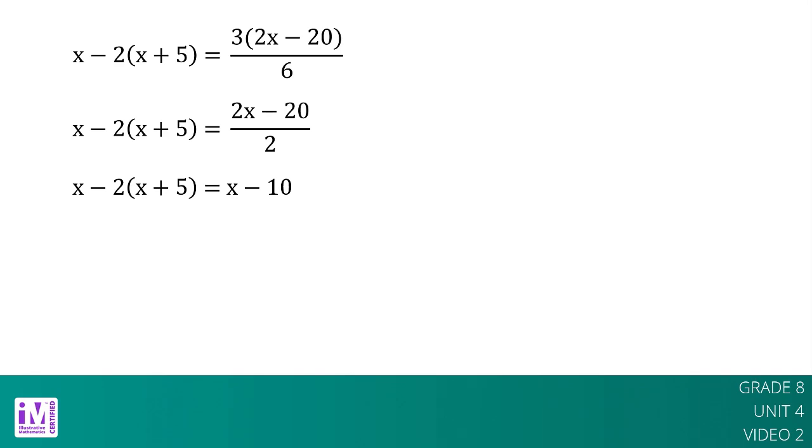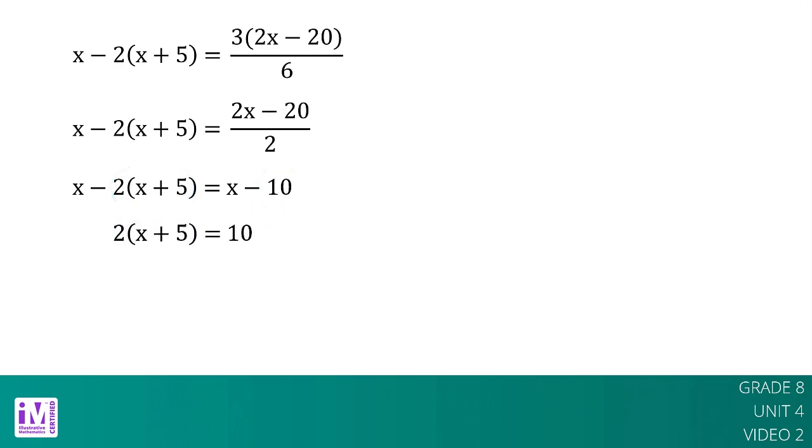At this point, we could do some distribution and then collect like terms on each side of the equation. Another choice would be to use the structure of the equation. Both the left and the right sides have something being subtracted from x. But if the two sides are equal, that means the something being subtracted on each side must also be equal.